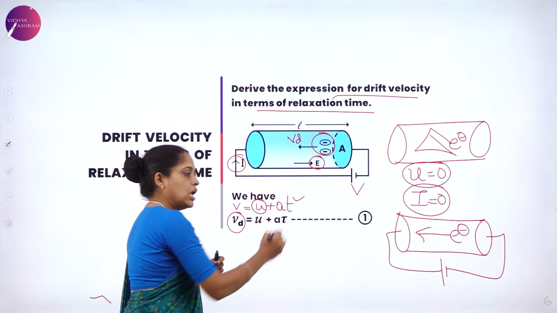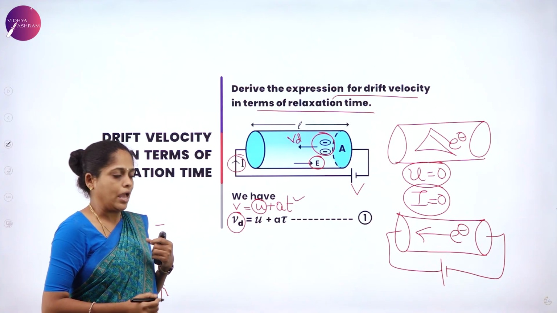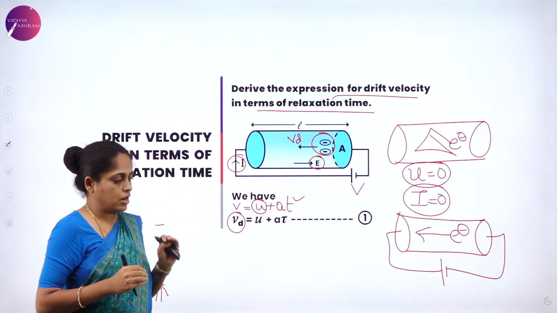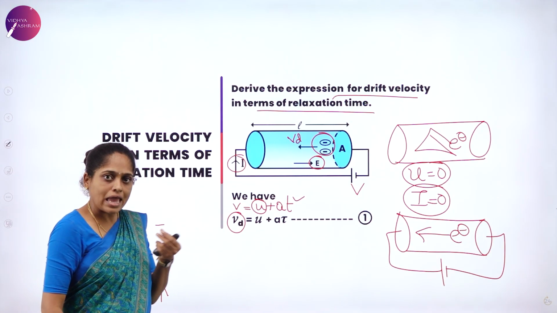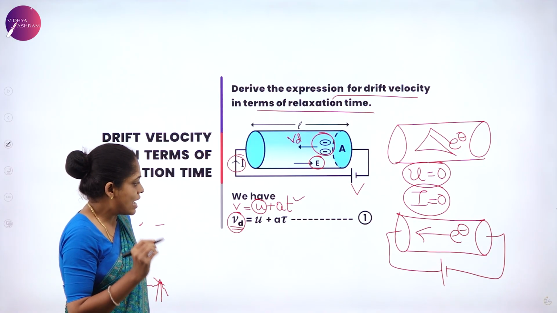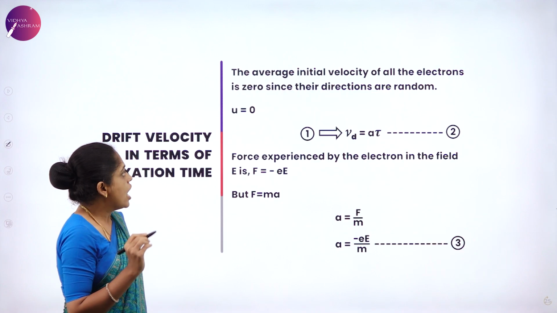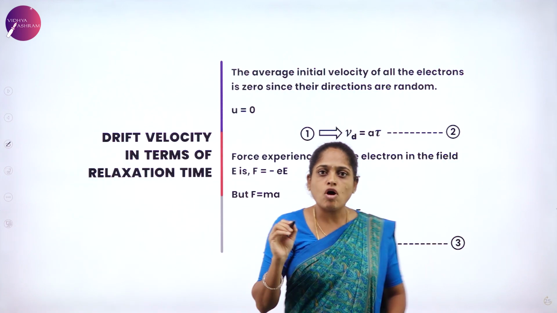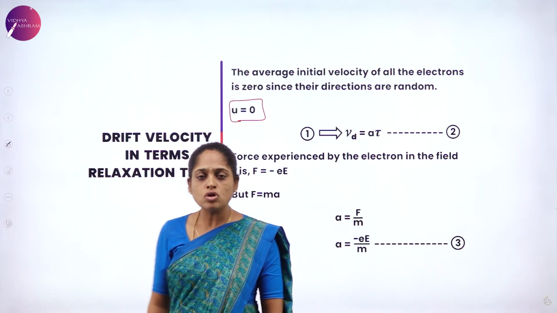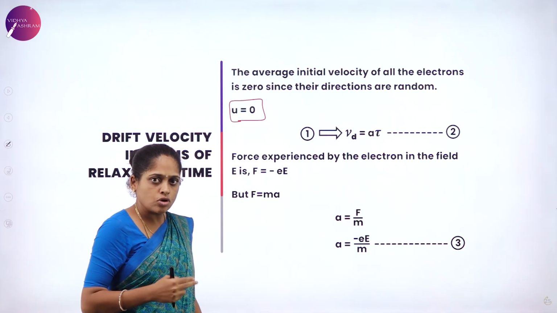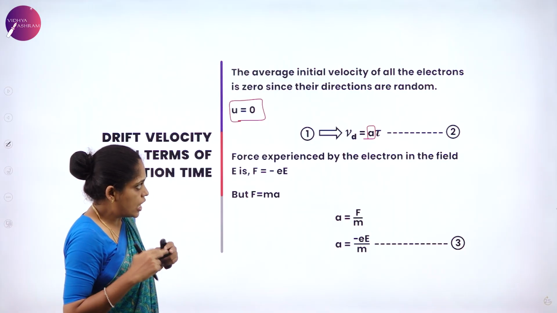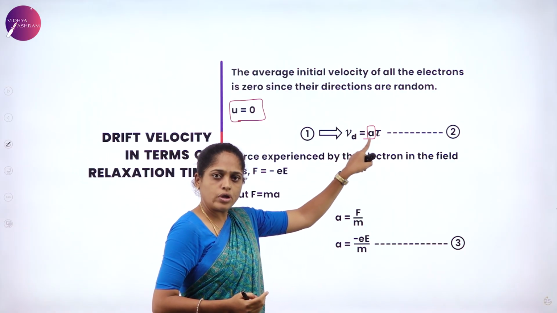And the tau here is the relaxation time between two successive collisions, where the electrons accelerate. Therefore, this equation can be written as Vd is equal to u plus a tau, equation 1. In equation 1, the initial velocity is equal to 0. Between the two successive collisions, the electrons are accelerated. Therefore, equation 2 is Vd is equal to a tau.